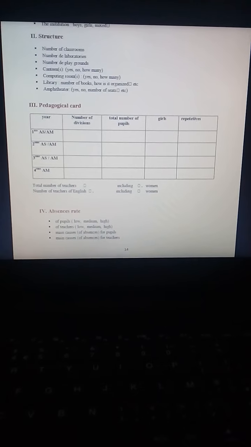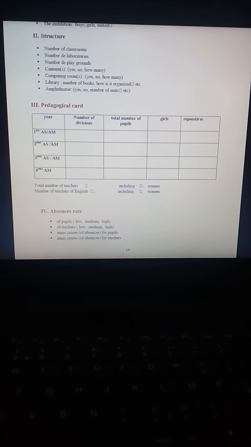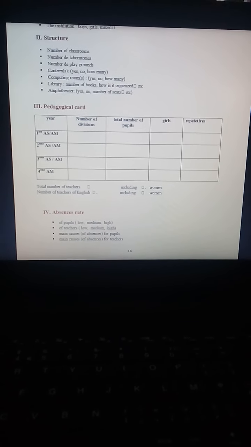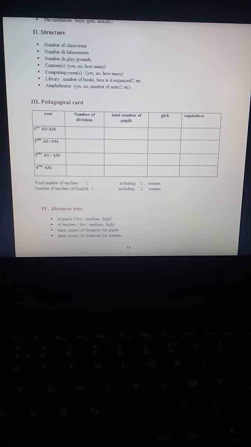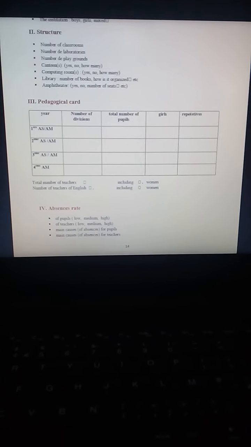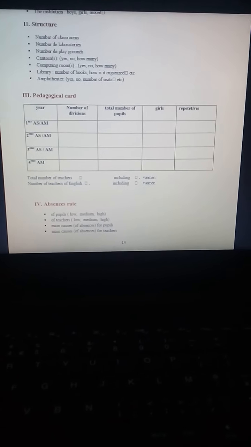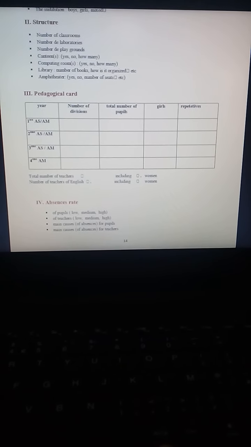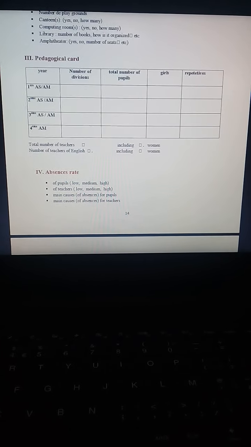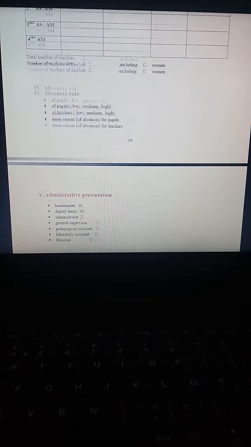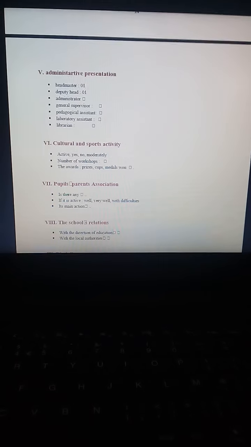You need to omit all the fourth, how do we call it? Sorry, I forget the word, but you need to omit the fourth line, okay? Since we have première année, deuxième année, et terminale. Then we have absence rate. This one is going to be answered by the director or someone from the administration. Then we have all these ones.